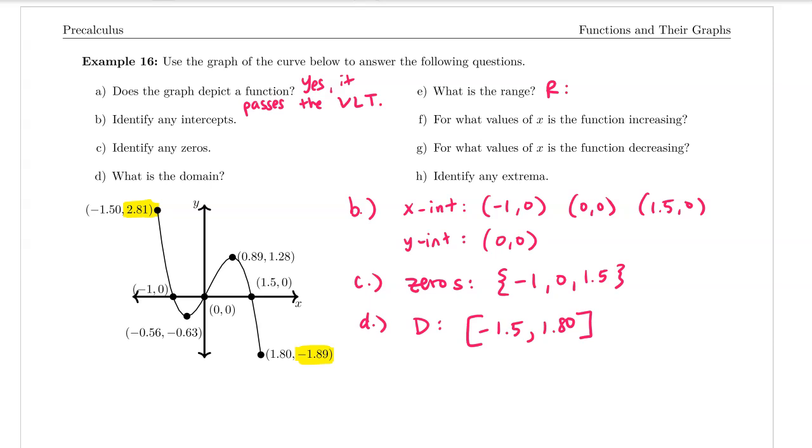Remember, when you're using interval notation, the smaller value has to go on the left. So my smallest y value is -1.89, and it's a bracket since this is a closed circle, and then comma 2.81, that's also a bracket since this is a closed circle. I'm going to do some cleaning up of the screen.